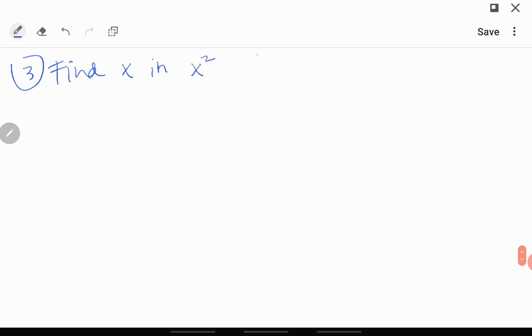X squared minus 64 equals 0. Okay? So for our solution, first of all, ililipat natin yung negative 64 sa kabila, magiging positive 64. Okay, this is the extracting the square root method.